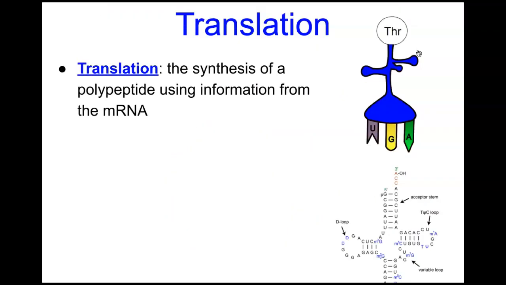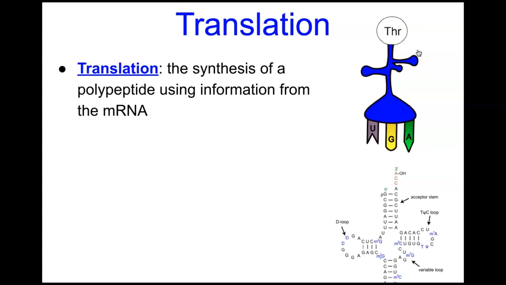So translation itself is the synthesis of a polypeptide using information from the messenger RNA transcript. Remember from Unit 1 in biochemistry, a polypeptide is a long chain of amino acids. You have an amino acid, then two amino acids is a dipeptide, and three amino acids joined together is a tripeptide. Four or more is when we consider it a polypeptide. When you get up to around 100 or so amino acids, that's when we truly see protein formation.